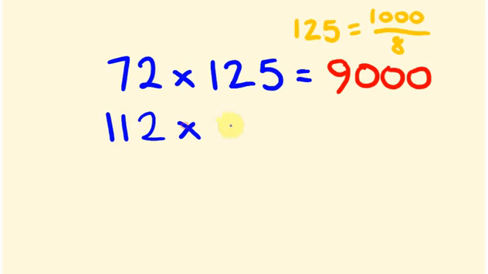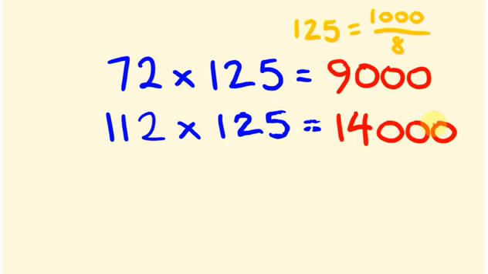Okay, what about a bigger number now? 112 times 125. Well, this doesn't seem to want to work, so we'll just write that there. Okay, what's that equal? Okay, so what we're going to do, we're going to divide our number here by 8. So let's do that. So 112 divided by 8. Hopefully you're going to get the answer of 14. And we're going to put 3 zeros on the end, so 14,000.